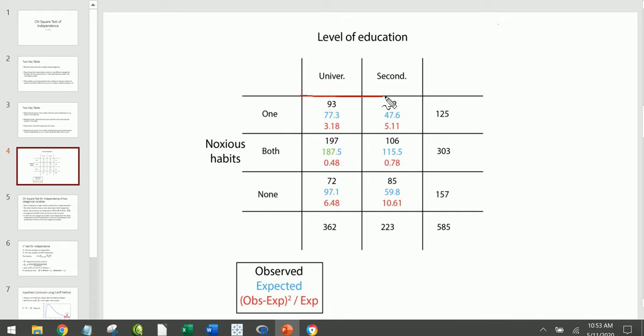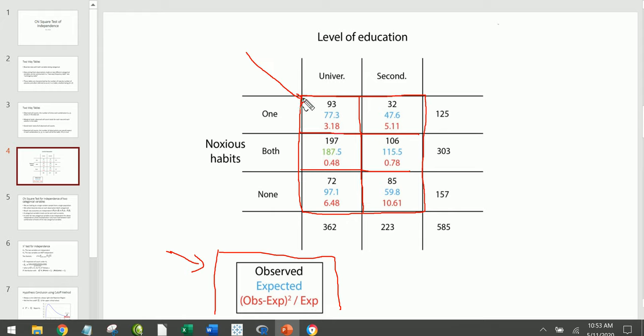Here are the cells of the table. Let me highlight them in red. These are the actual 3x2 cells. So you see 3 rows, 2 columns, so we have 6 cells, obviously. Okay, there's a little legend down here. So this kind of tells us what each of the numbers in each cell represents.